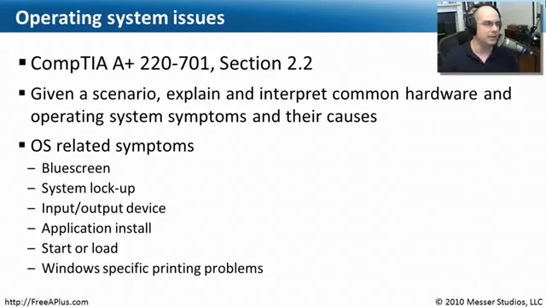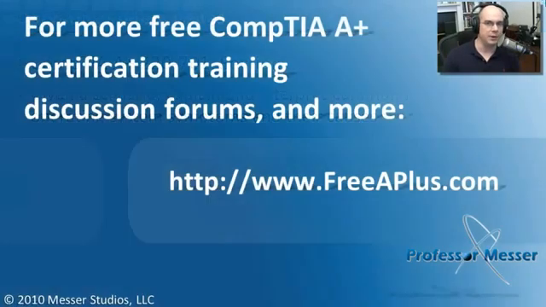That covers what we needed to know for our CompTIA A+ 220-701 Section 2.2 for operating system issues. We've gone through blue screens and lockups and I/O device problems, application installations, starting or loading applications, and lastly, looking at how we can help resolve printing problems.